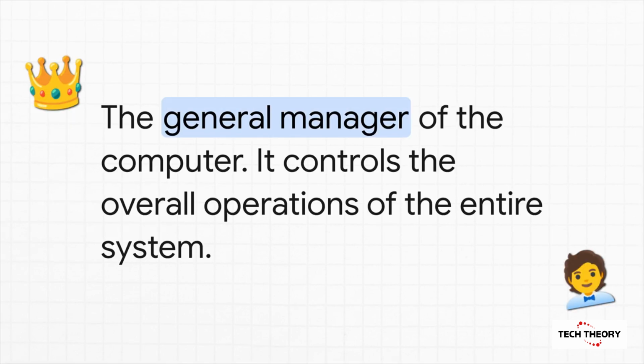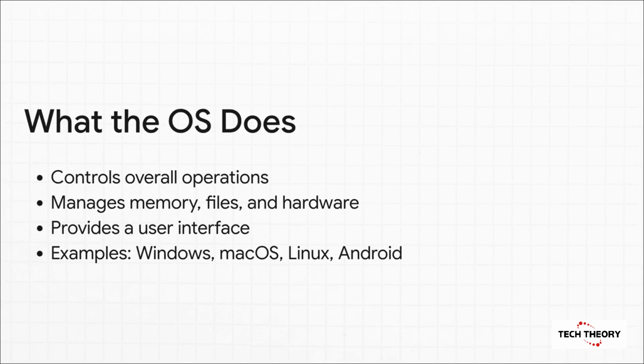Now, out of all of those, the big one, the piece of system software you've absolutely heard of, is the operating system. This is the general manager of the entire machine. The OS is the boss. It's in charge of absolutely everything: managing memory, organizing all your files, and, maybe most importantly, giving you that user interface, the screen you click and tap on. Whether it's Windows or Mac OS on your computer or Android on your phone, you are interacting with an OS every single time you turn on a device.